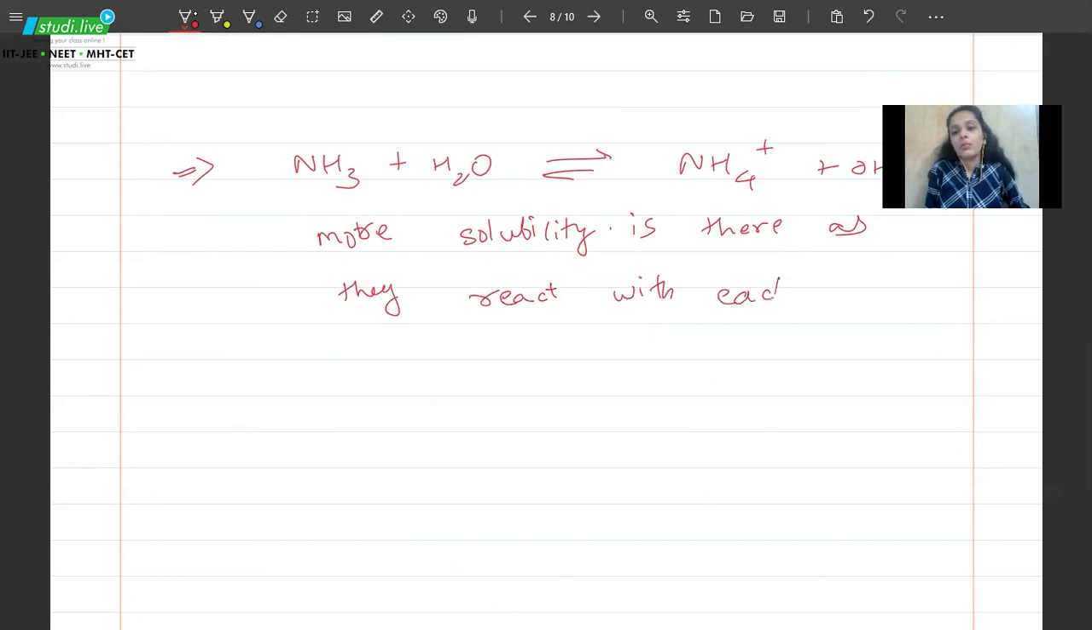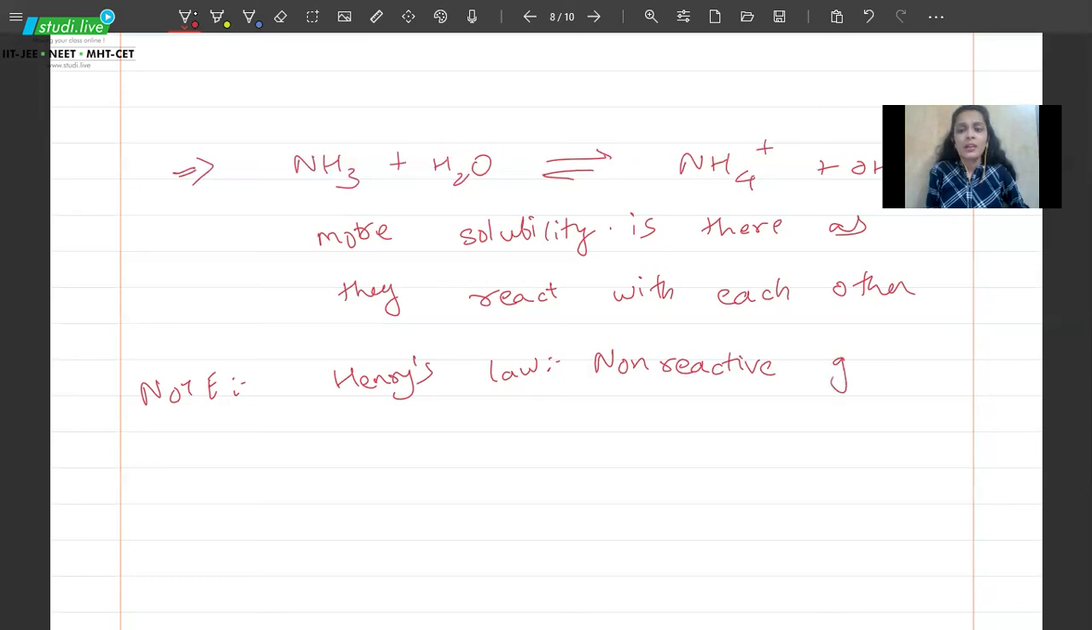Okay, so the thing that you need to understand for Henry's law is that we should have a non-reactive gas. And what if we have a reactive gas? Then our solubility differs from the expected observation. Yes or no? Okay. So this was the basics of Henry's law. Very important: the unit, the formula, and the exception part.